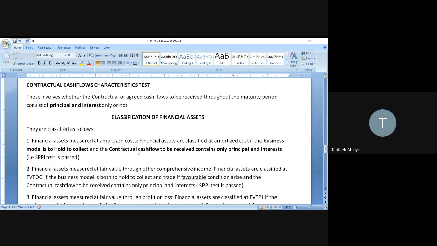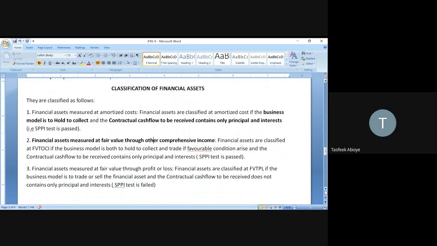But if I have the intention to hold to collect, but if Mr. Folashade comes and wants to give me double the amount, I will sell. That means I will measure at fair value through OCI. Can we see it is straightforward if we understand the English very well? When my business model is to hold to collect and sell, and my contractual cash flow characteristics test is passed, I will measure at fair value through OCI.